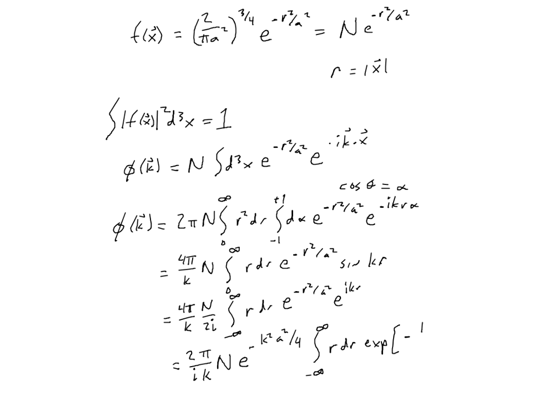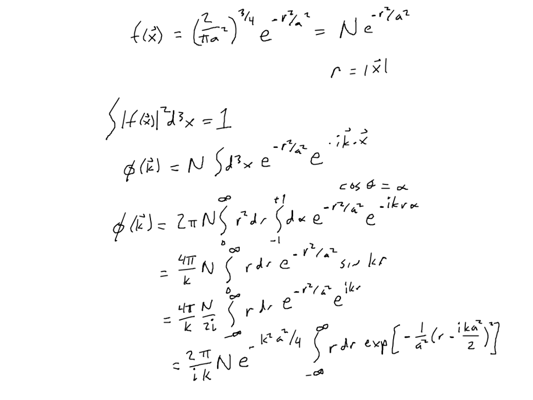So it's the exponential of minus 1 over a squared (r minus ik a squared over 2) squared. Now this, I guess, requires a little bit of explanation. What I did here was I saw that I had the r squared and the r term here, and I could combine that together into the exponential.